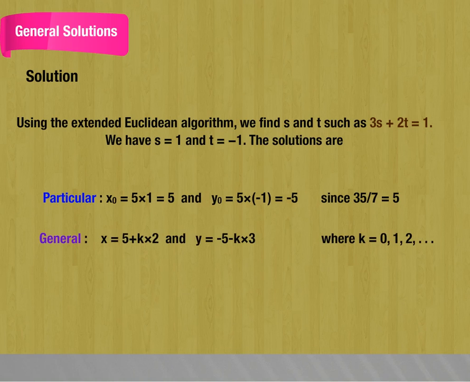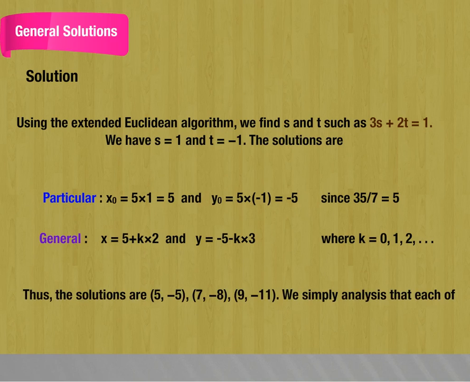General: x is equal to 5 plus k into 2, and y is equal to minus 5 minus k into 3, where k is equal to 0, 1, 2 and so on. Thus, the solutions are (5, minus 5), (7, minus 8), (9, minus 11). We can verify that each of these solutions satisfies the original equation.